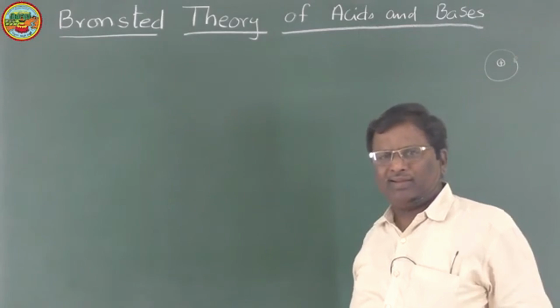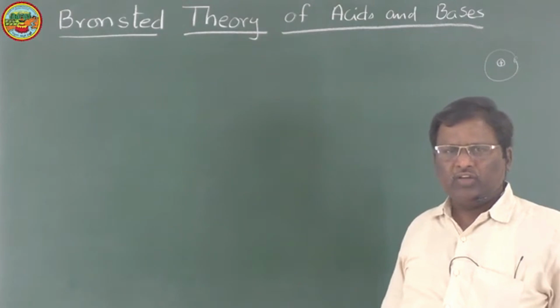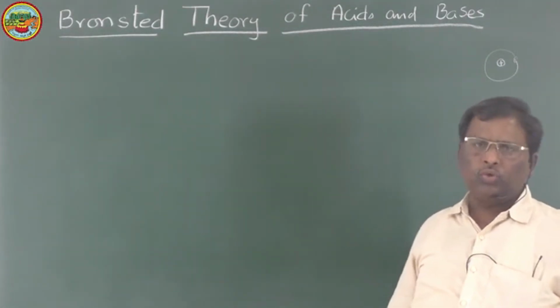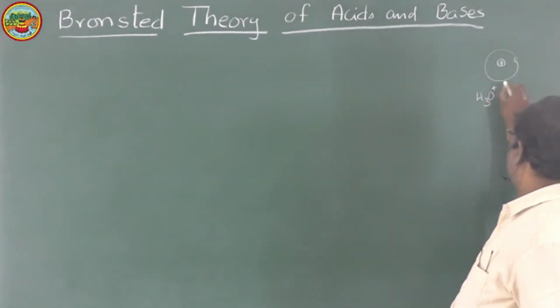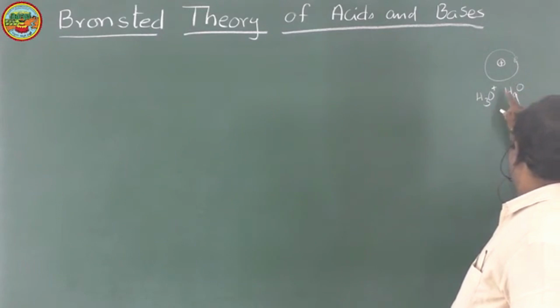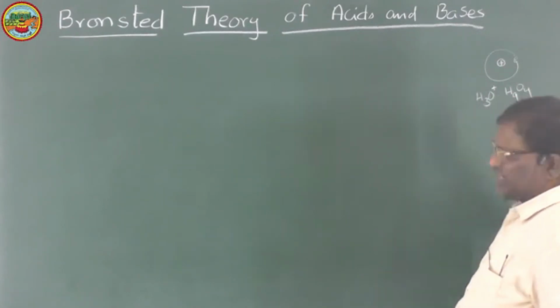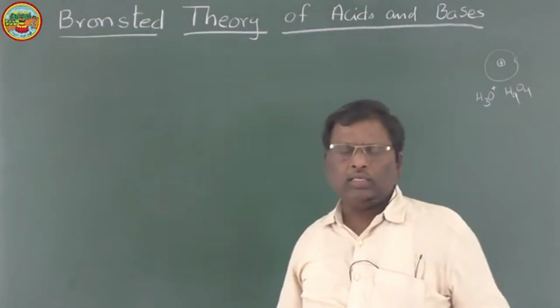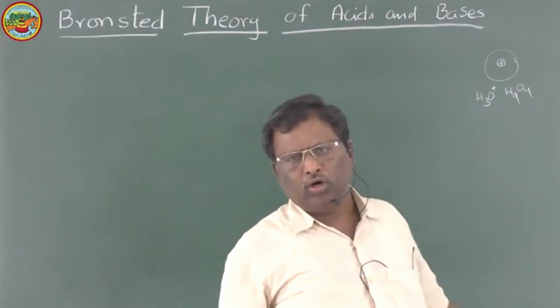This H plus ion does not exist in a free state. It is always associated with H2O molecules. So it is known as the hydronium ion, H3O plus, or H9O4 plus, like that. As a bulky species, it will exist. Generally, we represent it as H3O plus.